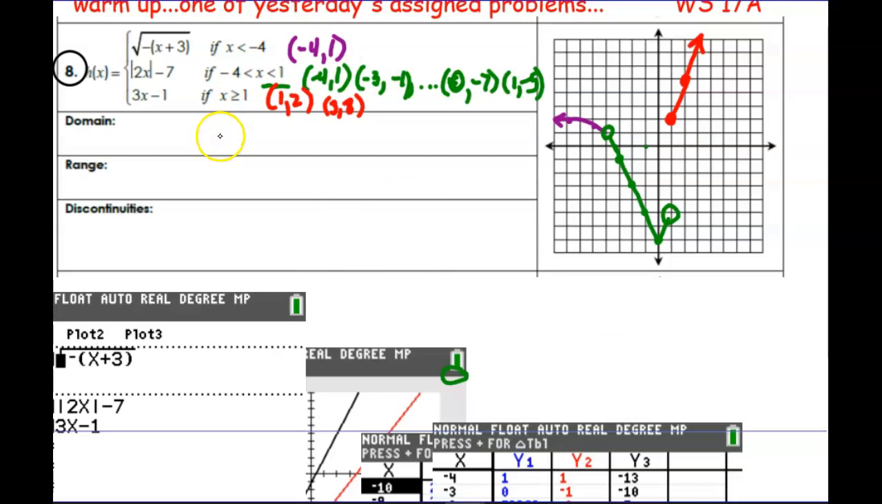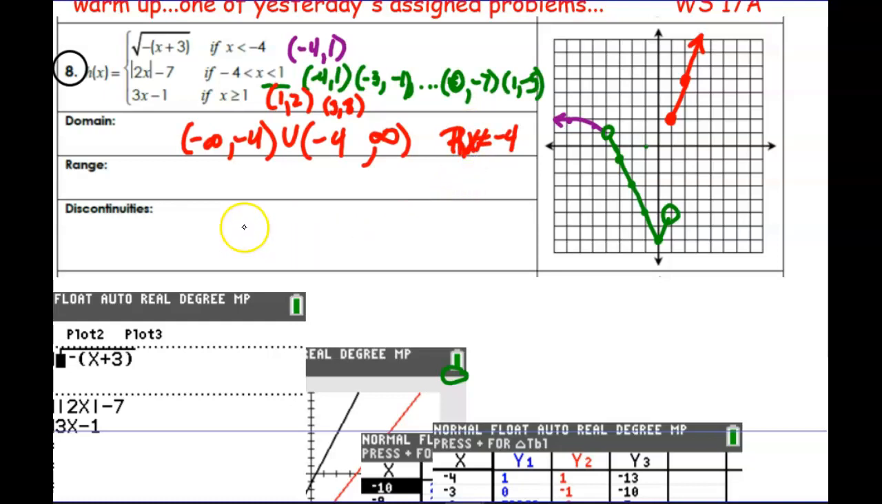Just to fill this in, the domain is not all real numbers because it is going left forever and right forever, but there was one spot where it wasn't included because they didn't include -4 for some reason. So you'd have -infinity to -4 and -4 to infinity because it includes everything except -4, or you could just write x cannot equal -4. All real numbers except -4.